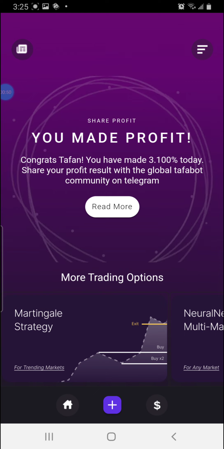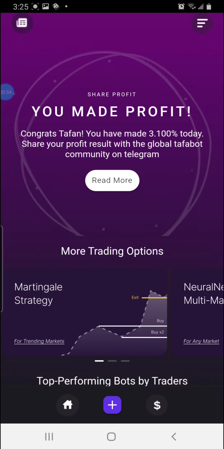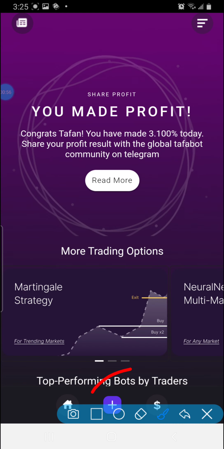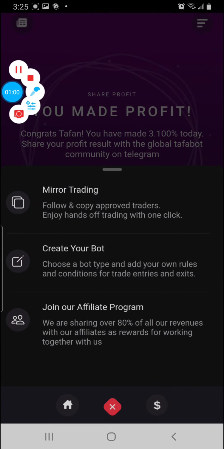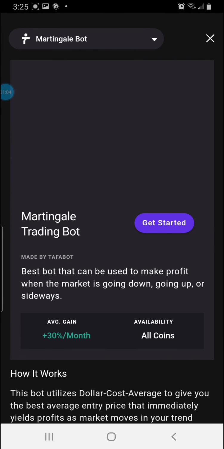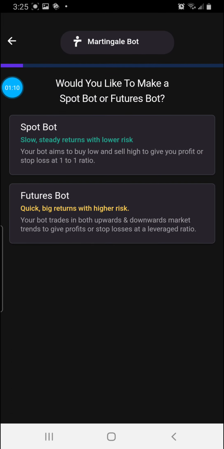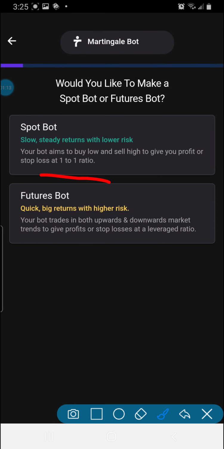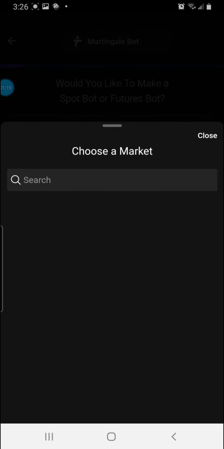So the first thing to do is to come to this plus sign. Once you click this plus sign, as usual, you create your bot. Once you click create bot, the next thing you do is get started. You click get started. Presently we are on the futures bot. This is our focus. So you click futures bot, then as usual you accept the risk.